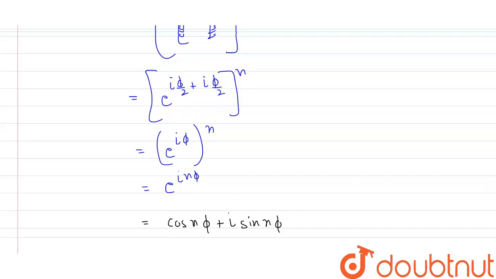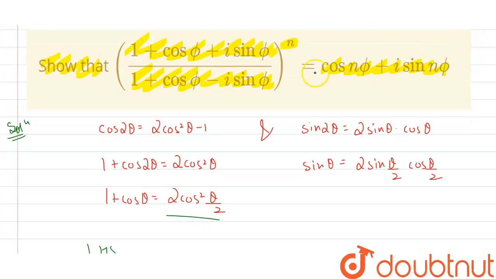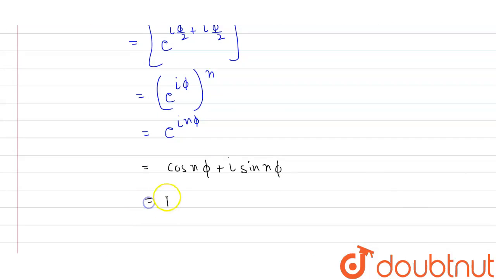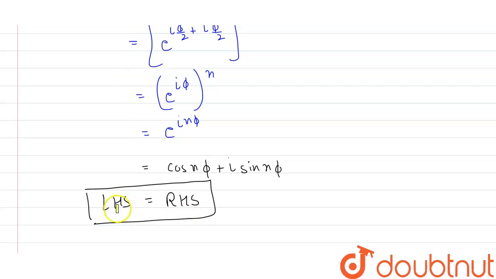Now if I go to the top, on the RHS part, you can clearly see my RHS is cos n phi plus i sin n phi. So this is equal to the RHS. We started solving the LHS part, and in the end it comes to equal my RHS part. So I can say that LHS is finally equal to RHS, and I guess this is what we have to prove. We have to prove that LHS should be equal to RHS. So I can write here, hence proved.